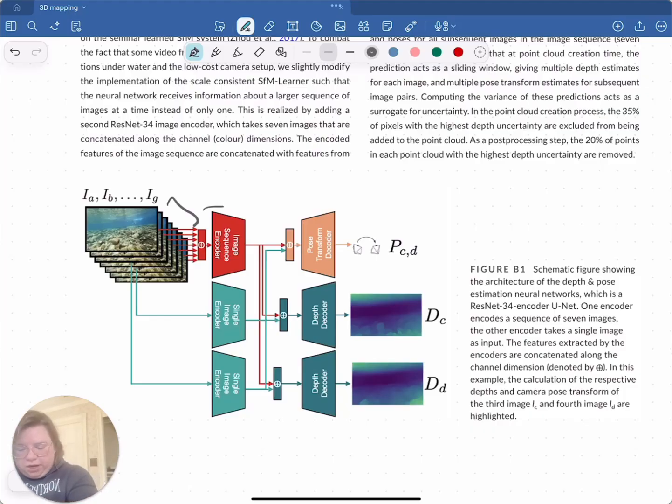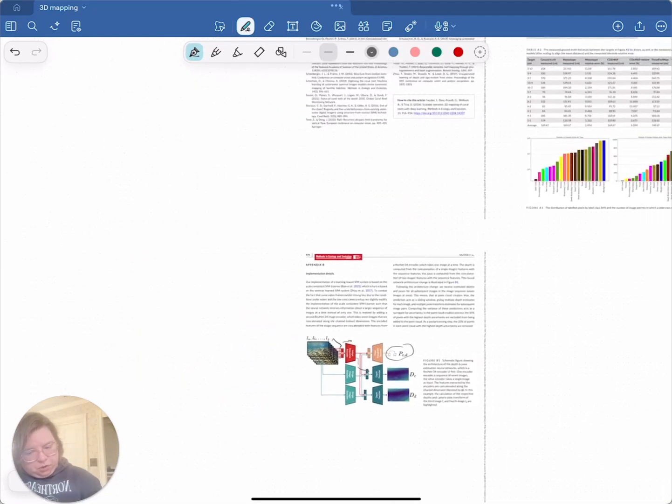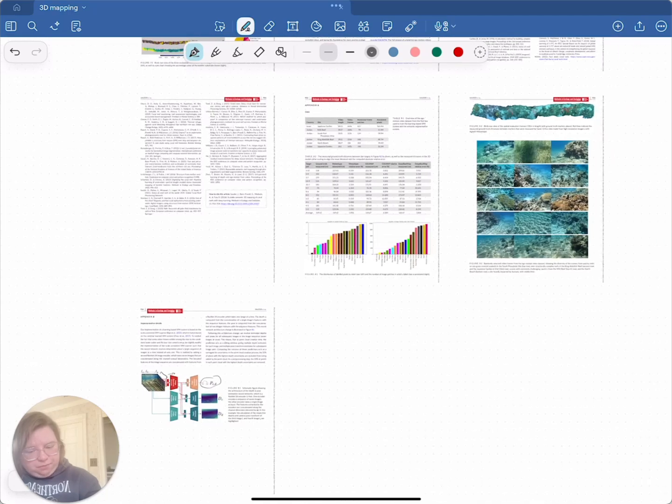This goes in for that sequence encoder. Then they also have single image encoders, one that feeds into the depth decoder of a certain image and a depth decoder of the other. And then all of those 7 are used in that pose transform, which gets that pose inference, but they're also fed into these depth decoders to estimate the depth on those single images. I thought that was really an interesting way of doing it.